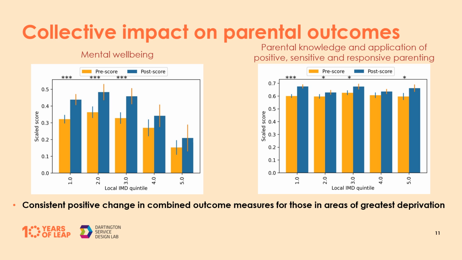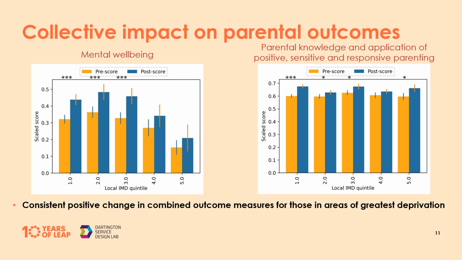And this can be seen by, on the x-axis along the bottom, the number 1 represents the most deprived areas, and number 5 the least deprived. And we see the orange bars being the score before and the blue bars the score after engagement with LEAP services. And so the change overall has been greatest for those in the most deprived areas.